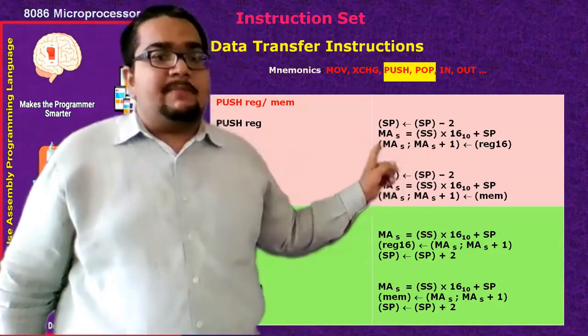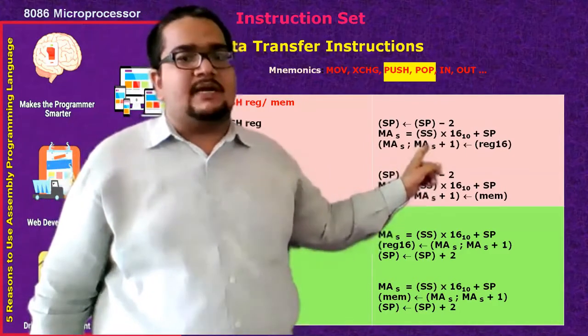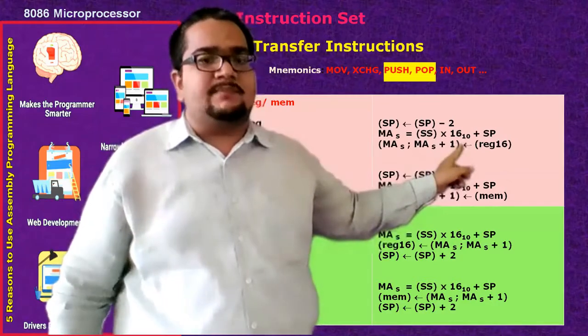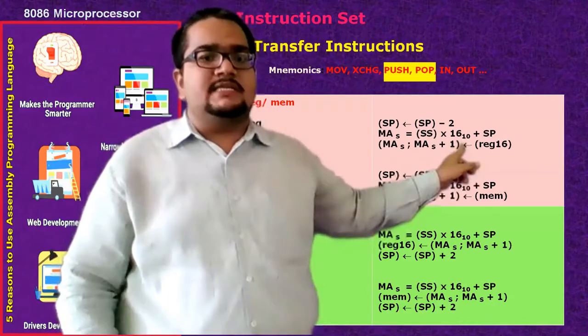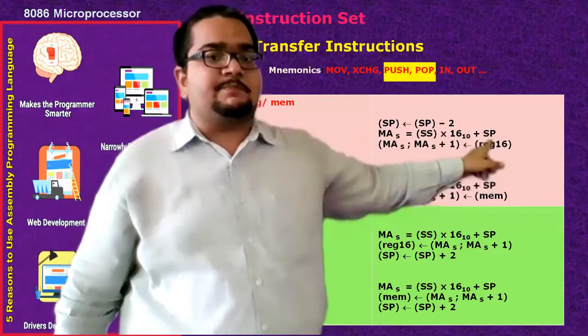Okay, the memory address in the stack will be calculated by taking the stack segment address multiplied by 10 hexadecimal, or 16 decimal, whatever you call it, it is the same thing. 10 hexadecimal is equal to 16 decimal, plus offset. The offset is there in SP.